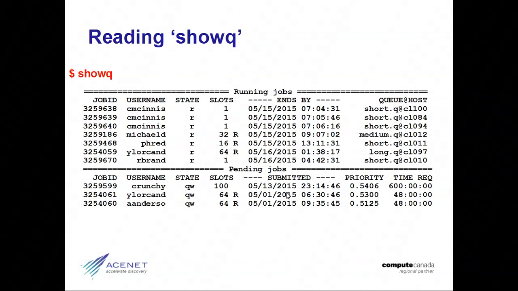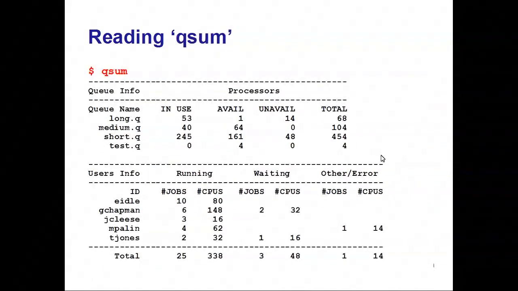The second thing that people often want to know is not when a resource is coming free and where's my job stand in the priority list, but just how busy is the system overall. For that, we have another tool called QSum. It also has 2 sections, coincidentally.